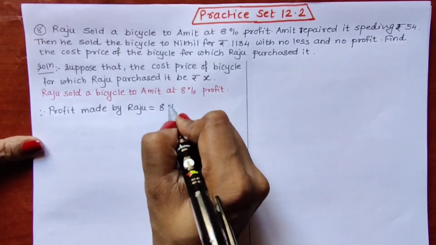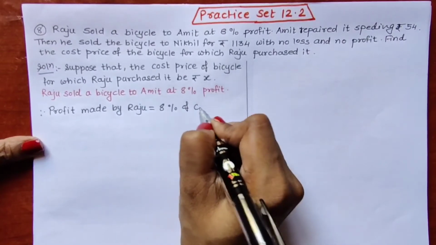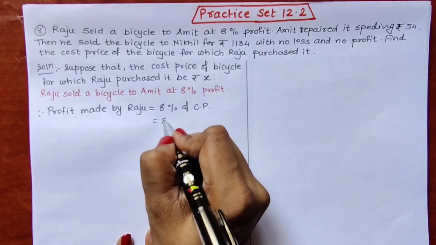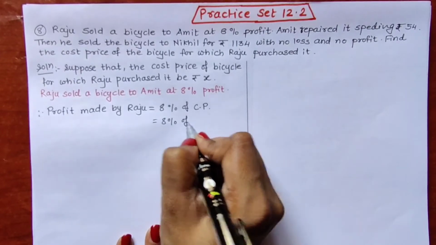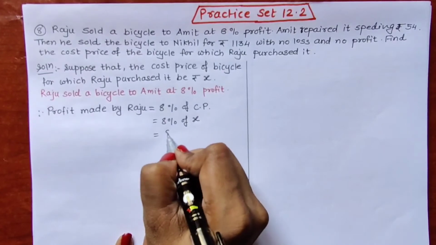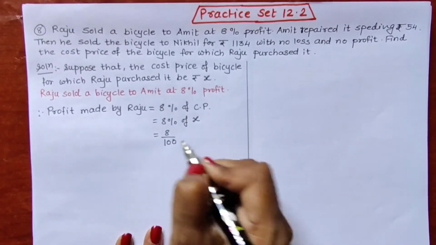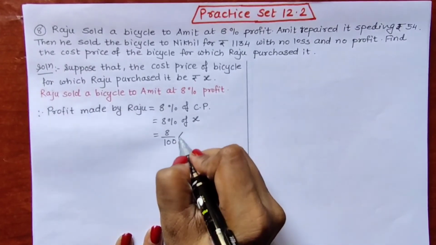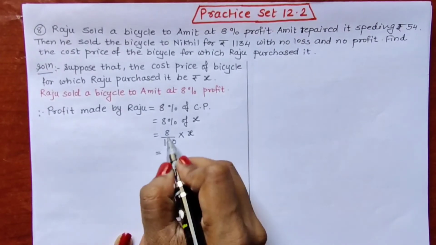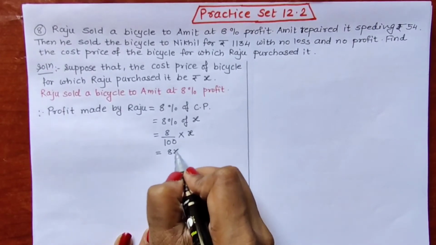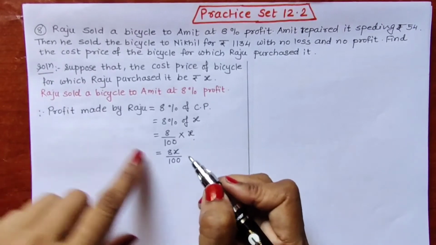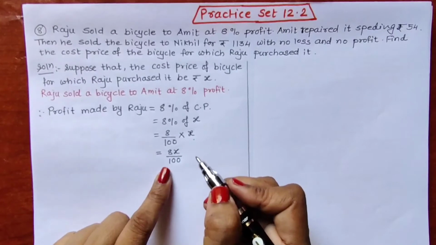It is 8% of the cost price. CP means cost price. So 8% of the cost price, which we have taken as X rupees. 8% means 8 upon 100, and "of" means multiply by X. Now 8 upon 100 multiplied by X is 8X upon 100. So the profit made by Raju is 8x upon 100.